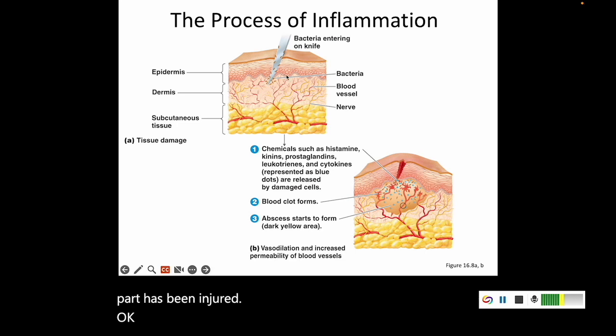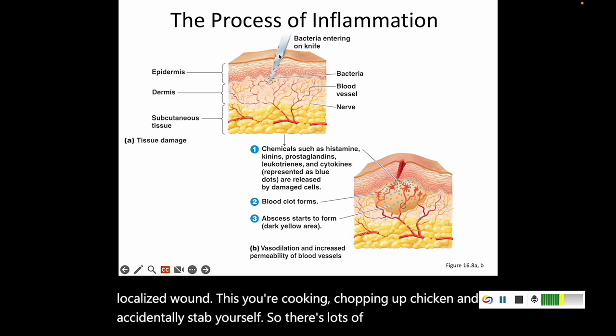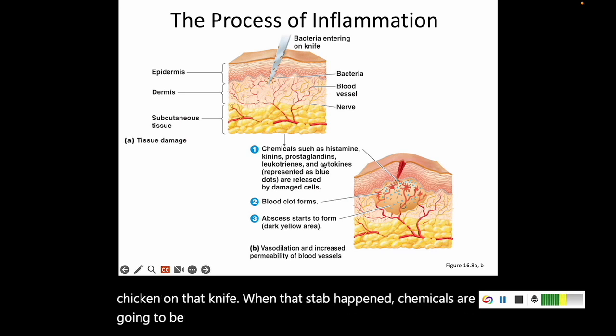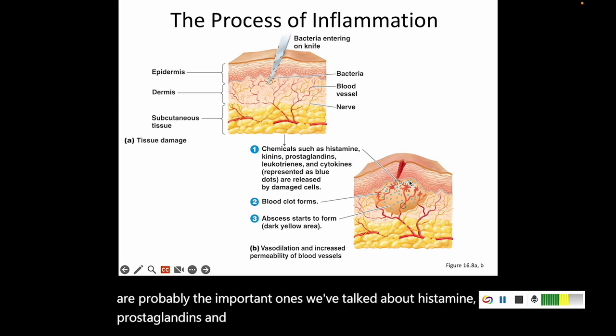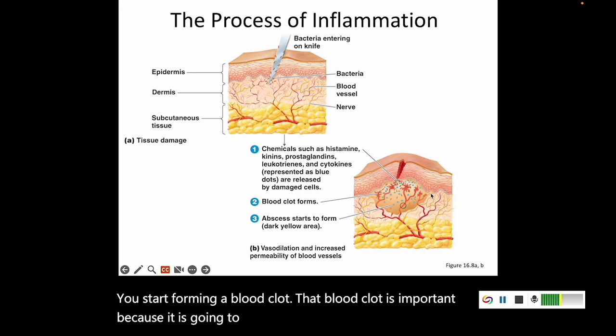Okay, so during the process of inflammation, so here is the initial localized wound. You're cooking, chopping up chicken, and accidentally stab yourself. So there's lots of bacteria from the chicken on that knife. When that stab happens, chemicals are going to be released. Histamine, prostaglandin, cytokines. Those are probably the important ones we've talked about. Histamine, prostaglandins, and cytokines are released by the damaged cells. You'll start forming a blood clot. That blood clot is important because it is going to trap these microbes within the clot so they're not spreading.